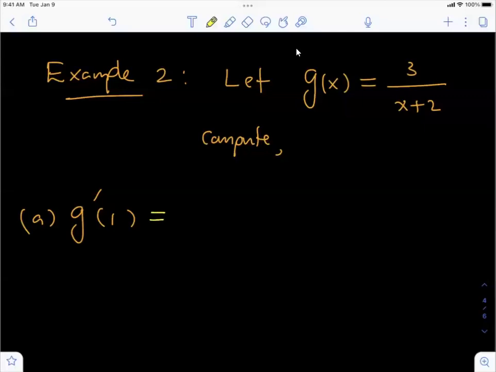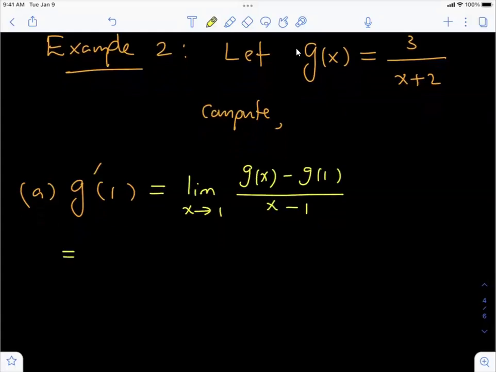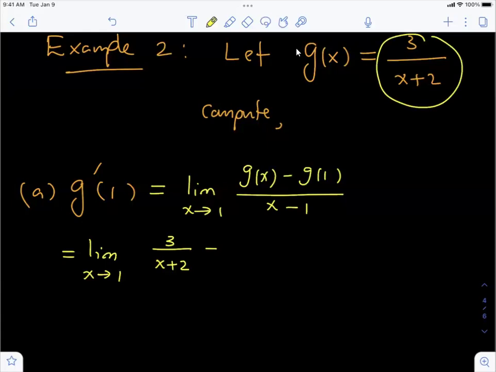So g prime at 1. This is going to be just like the limit as x goes to 1 of g(x) minus g(1) divided by x minus 1, and you will be surprised to see how similar this is to some of the limiting problems that we already worked with. This is the function itself, and g at 1, when you compute g at 1, it's nothing other than just 3 over 3, right? Just plug x equals 1 here. You're going to get 3 over 3. That's going to be 1.